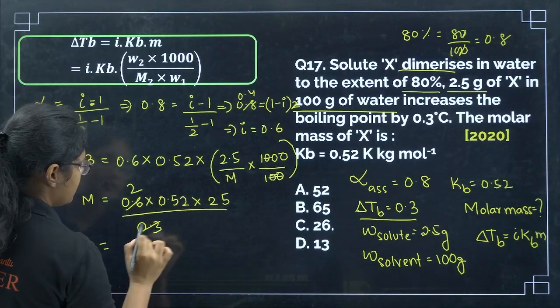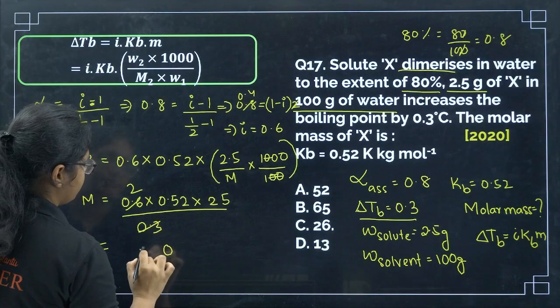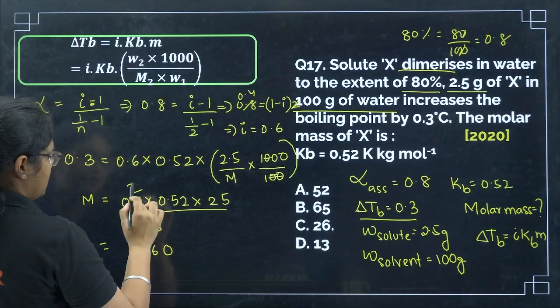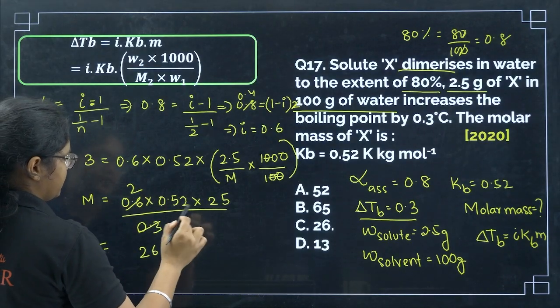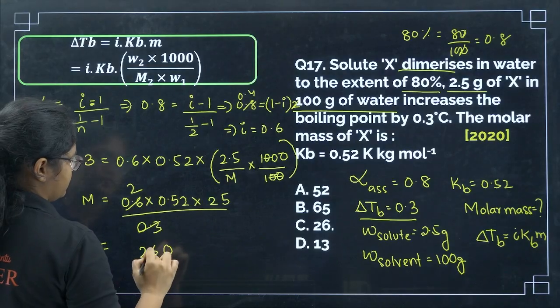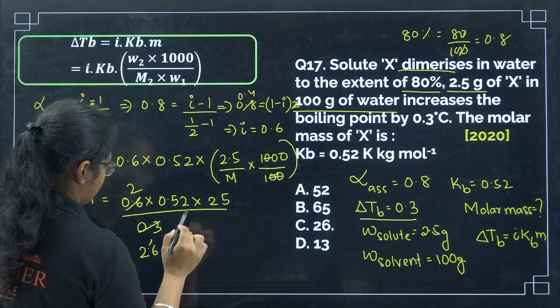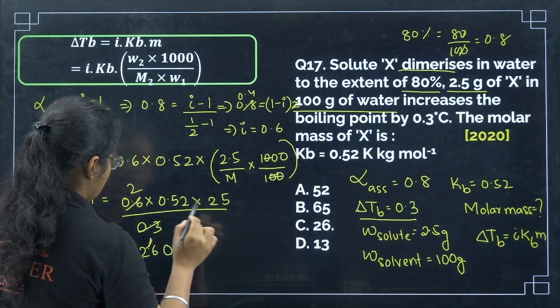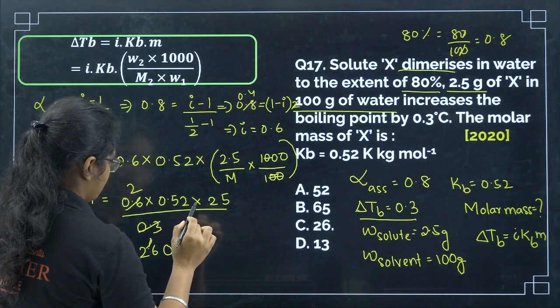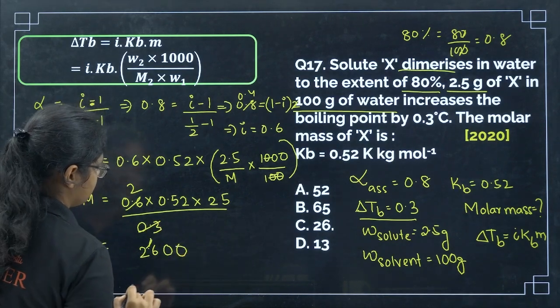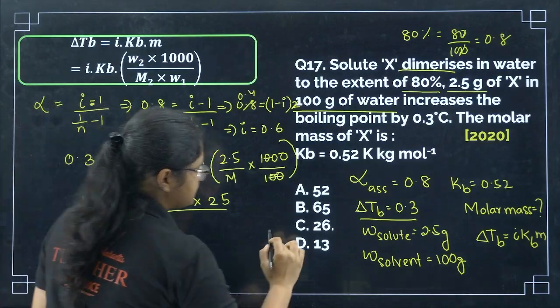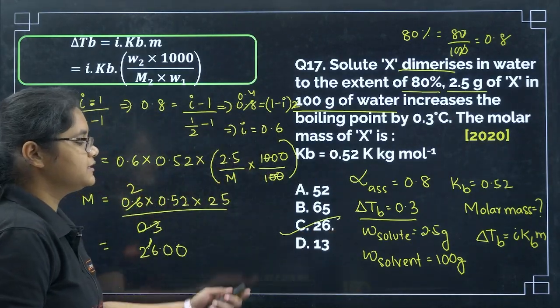So I'll cancel this one. I have 50 here, 5 2s are 10, 25, 26. Just let me multiply this one. Yeah, I'll have one more 0 here. So I'll get 26 as the molar mass, option number C here.